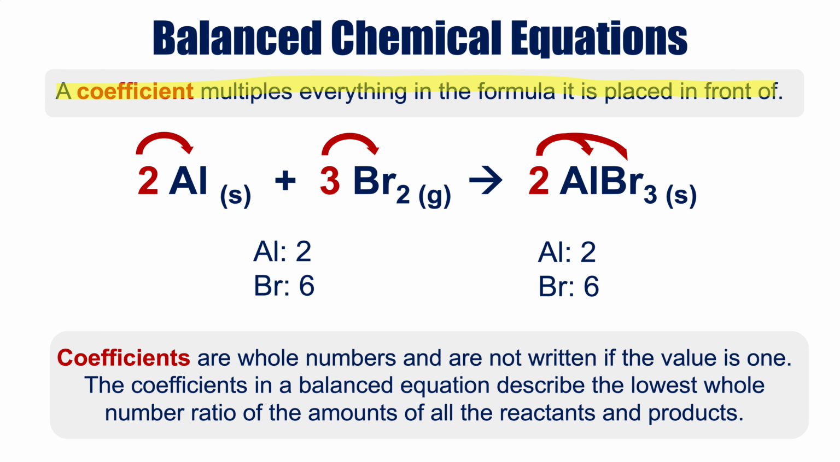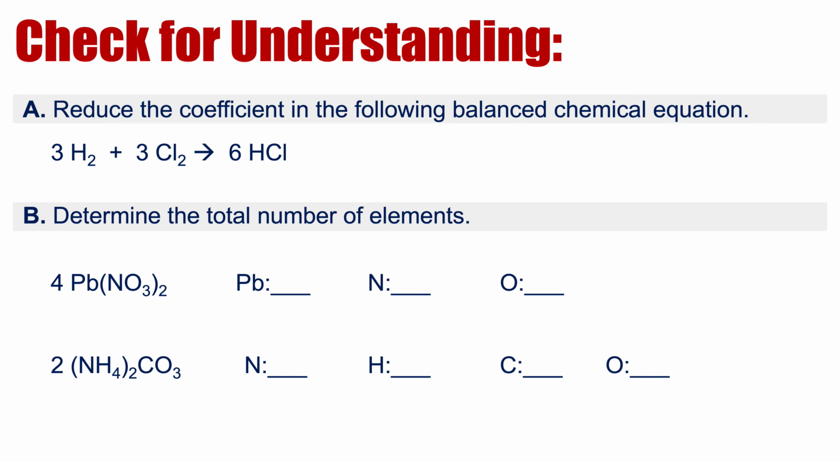Key things about coefficients: they're whole numbers. They can never be written as a fraction or a decimal. If the coefficient is a 1, it's left blank. And make sure that coefficients are the lowest whole number ratio possible. So if you can reduce the coefficients down, make sure to reduce them. All right, now I want you to go through and answer the 2 check for understanding questions.